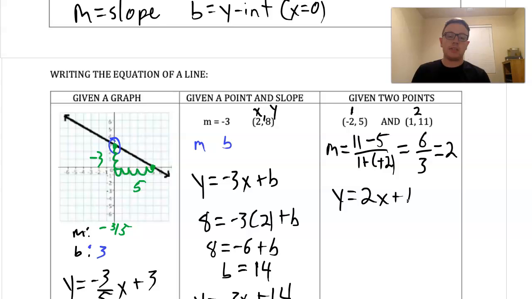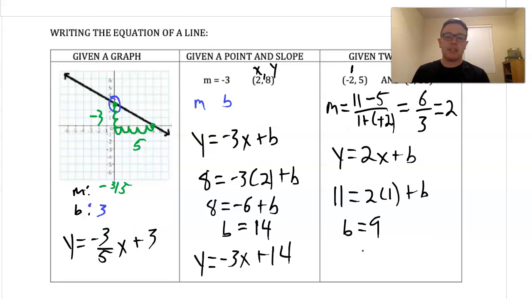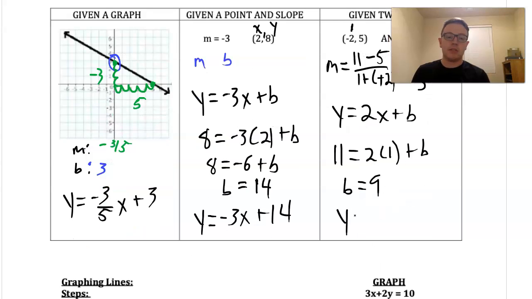We're left with y is equal to 2x plus b. Now we're stuck again. But we see we have these points, so let's substitute in one of those. We know y is going to be 11 and x is going to be 1. And now all we have left is b, so we can solve for it. Subtract 2 and we get b is equal to 9. So now we have our slope and our y-intercept, meaning that we can just put these into the equation. We get y is equal to 2x plus 9. That's how we solve for slope-intercept form each of these three different ways.